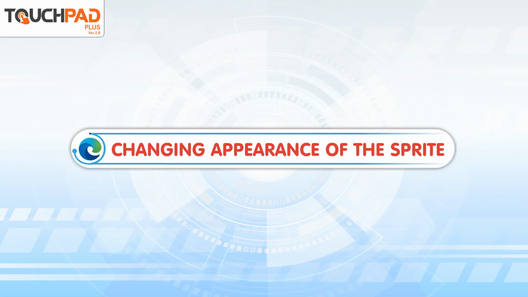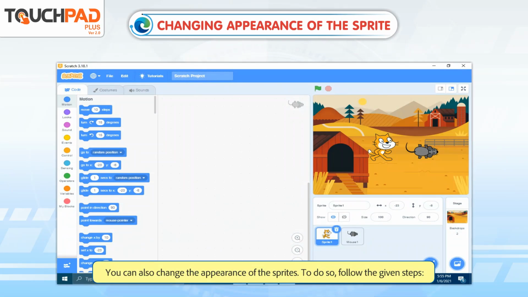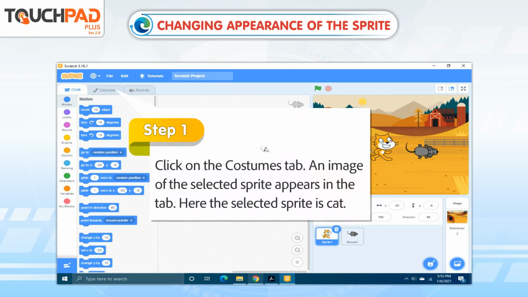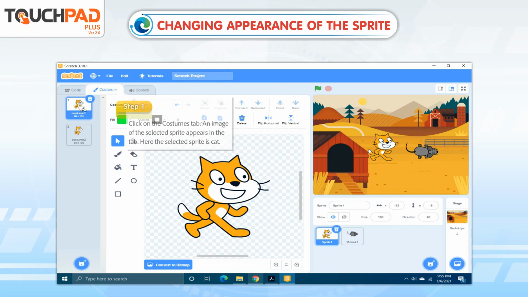Changing appearance of the sprite. You can also change the appearance of the sprites. To do so, follow the given steps. Step 1. Click on the Costumes tab. An image of the selected sprite appears in the tab. Here, the selected sprite is cat.